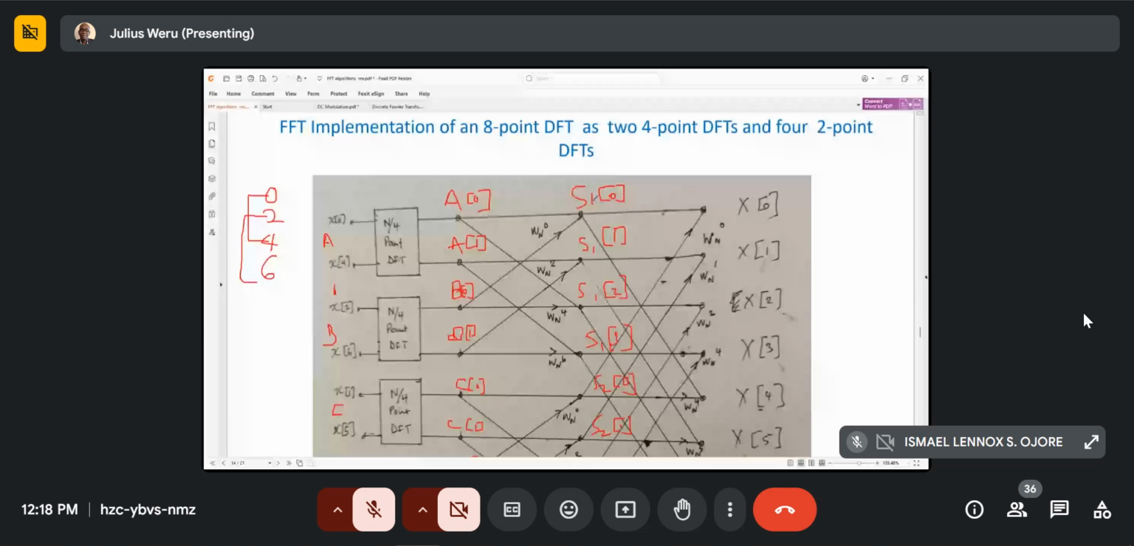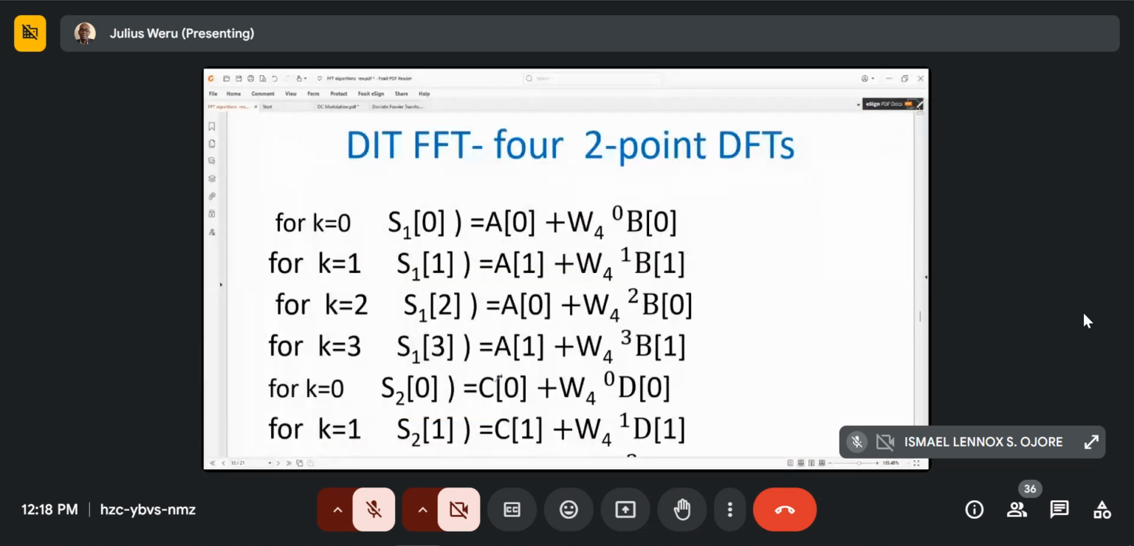Then for these others, we are having now the S2, again the S2 is being broken into this and S1 into this. So I think you can see why this is like this, because now S10 is equal to A0 plus B0 multiplied by this.